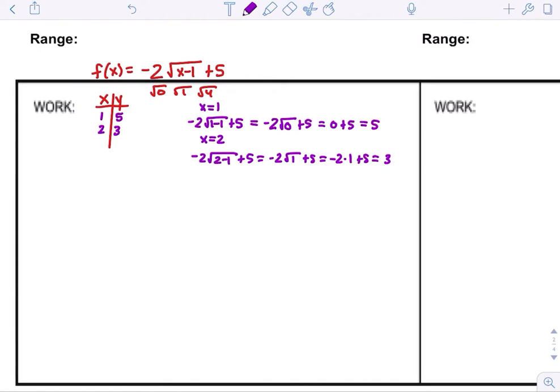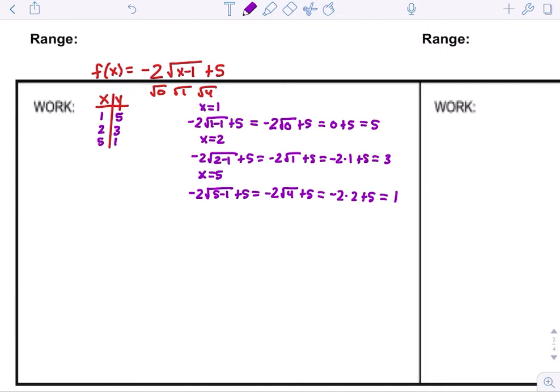Now lastly, what would you substitute in for x to get a square root of 4 on the inside? Well, we would substitute in the 5. So negative 2 square root of 5 minus 1 plus 5. Negative 2 square root of 4 plus 5. Negative 2 square root of 4 is 2, plus 5. So negative 2 times 2 is negative 4. Negative 4 plus 5 is 1.